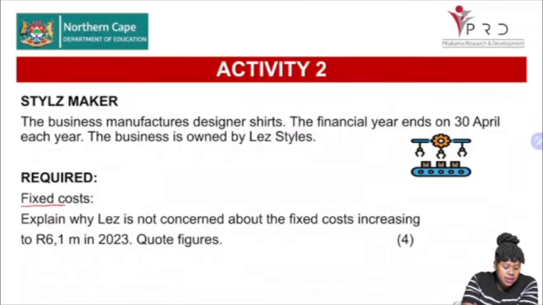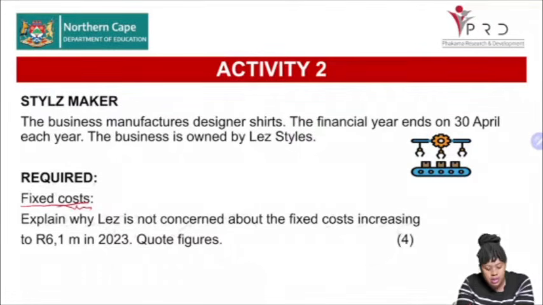The next activity says the following: fixed assets. Explain why Les is not concerned about the fixed costs increasing. Oh, sorry, I said fixed assets there. I meant fixed costs. So explain why Les is not concerned about the fixed costs increasing to 6,100,000 in 2023. Quote the figures, okay?